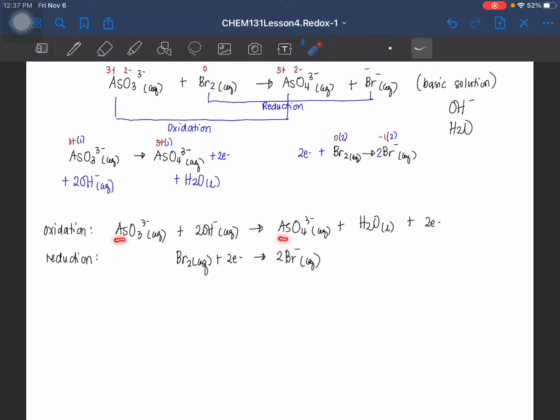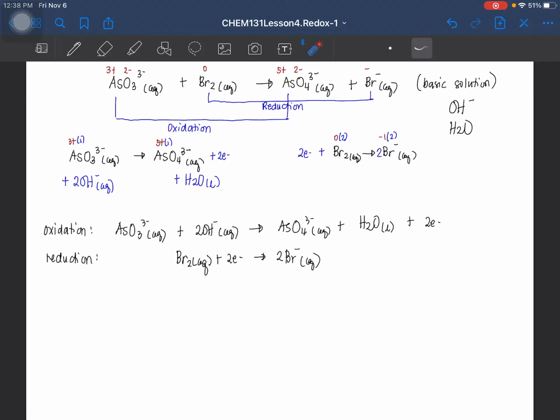So let's try to check. For arsenic, how many hydrogen? There's 2. There's also 2 on the right. There's 5 oxygen on the right. And then there's 3, 4, 5 oxygen also on the left. And the total charge here is -5. And we have a total charge of -5 on the right side. And we already know that for reduction, it's already balanced.